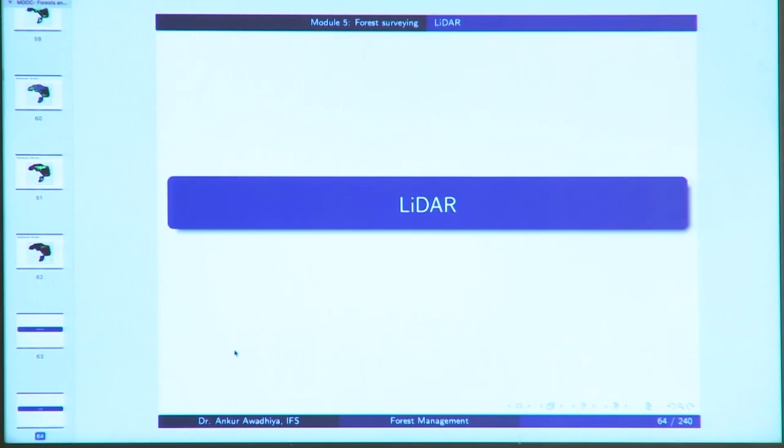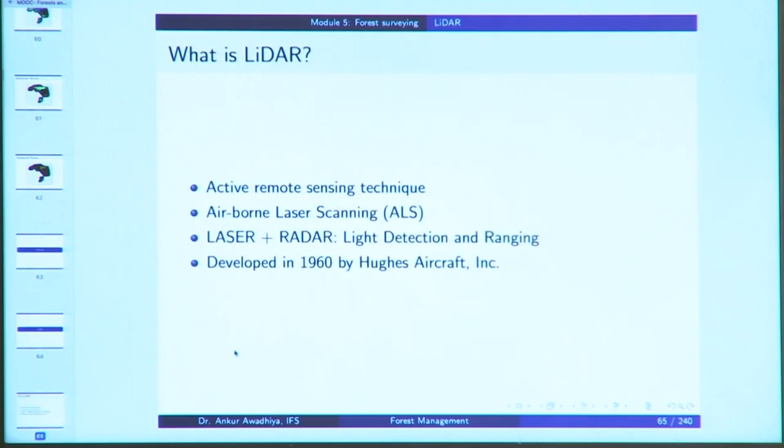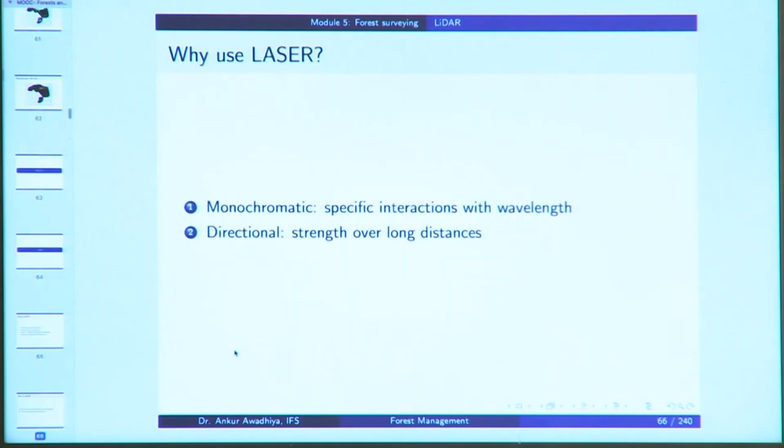And in the next lecture we had a look at LIDAR, which is light detection and ranging. The word is made from a combination of laser and radar, where radar is radio detection and ranging. So in this case, this is an active remote sensing technique because you require energy to illuminate the object using the lasers. It is an airborne laser scanning system or an ALS system developed in 1960 by Hughes Aircraft.